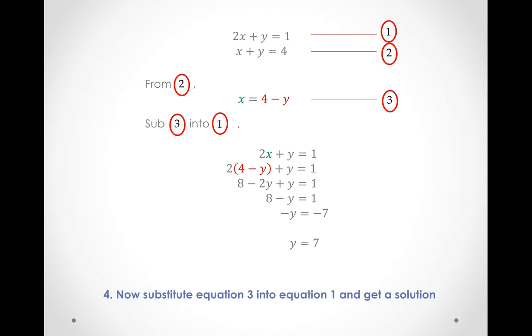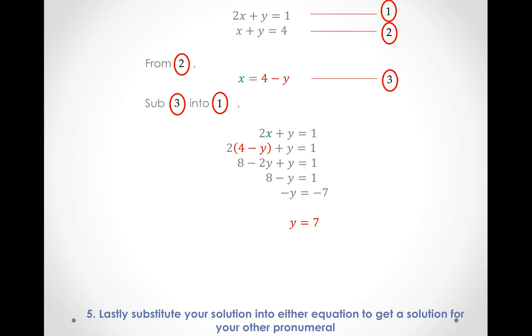Now, move the 8 to the other side of the equal sign, and we would be left with minus y equals minus 7. And now to get rid of the minus sign, we divide both sides by minus 1. And we'd be left with y equals 7. Now what you've just done in this step is you've actually found the value of one of your pronumerals. In this case, we've found the actual value for y. And y equals 7.